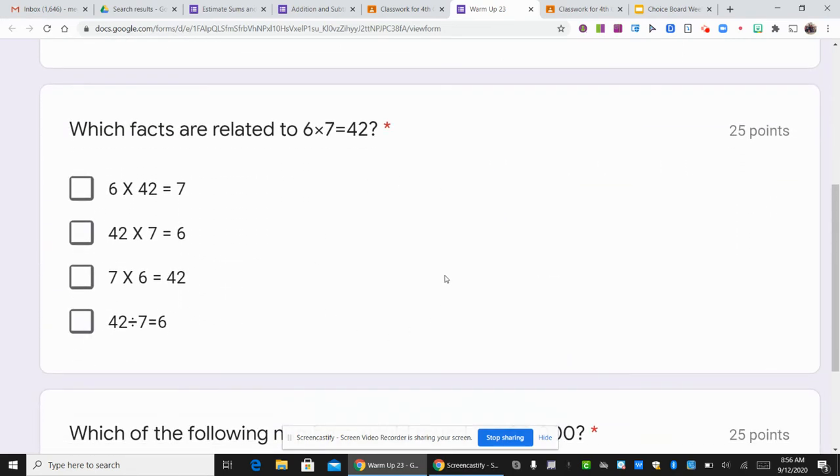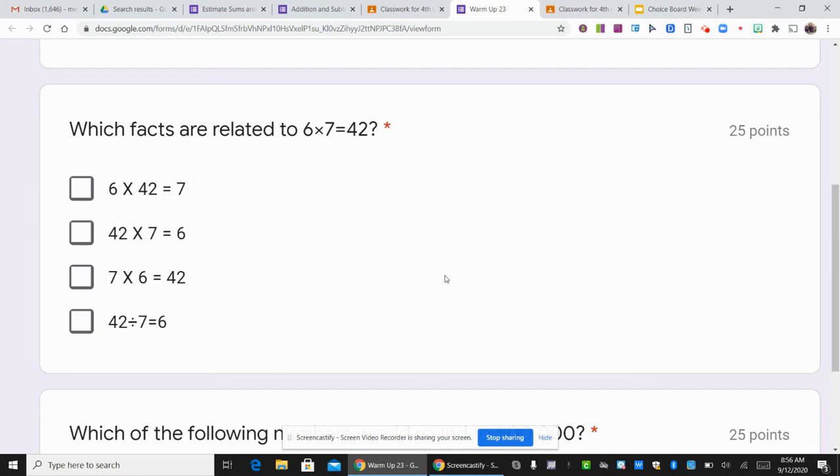All right, the next one, which facts are related to 6 times 7 equals 42? So remember, you can flip-flop those factors because 6 times 7 is the same thing as 7 times 6 equals 42, or you could also use the inverse operation, division, 42 divided by 7 equals 6, or 42 divided by 6 equals 7.